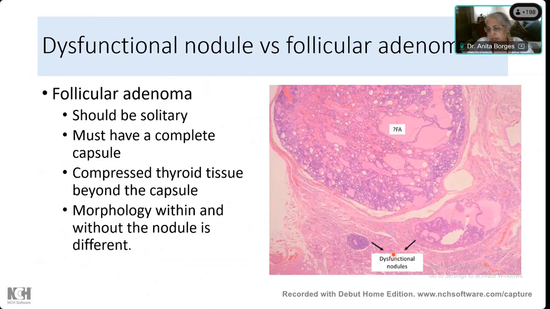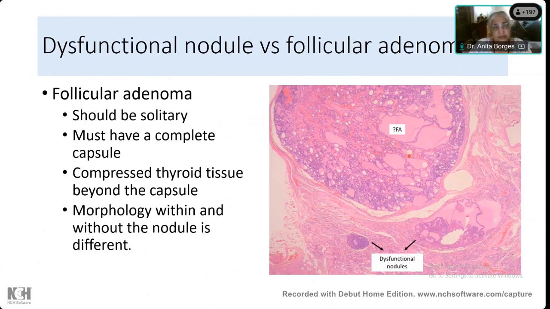Okay, so now let's take the first thing. Dysfunctional nodule, or what some people call an adenomatous nodule, versus a follicular adenoma. Now here is a picture. You can see this top large nodule is extremely well encapsulated all the way around. Okay? But you have two unencapsulated nodules over there. So what are we going to say? That these are dysfunctional nodules and this is a follicular adenoma?